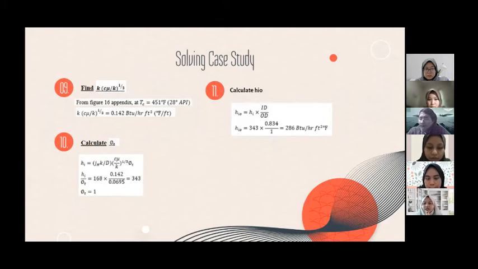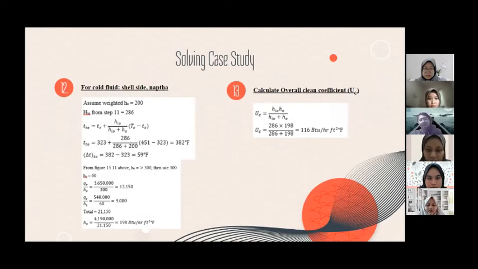The next step is to calculate hio. We got hio by multiplying hi with ID divided by OD, and we get the value of 286 BTU per hour feet squared Fahrenheit. And for step 12, we do the assumption for the cold fluid, which is the shell side and naphtha. The next step is to calculate the overall clean coefficient, which is Uc, and we get the value of 116.